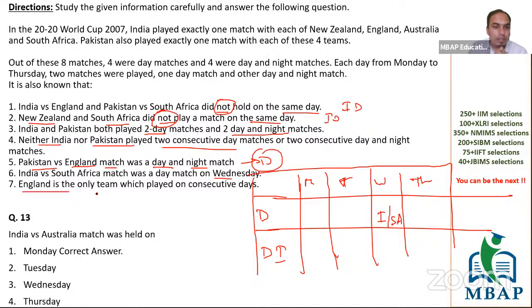England is the only team which played on consecutive days. Now England is going to have a match every day, that you see here. That is also the case.